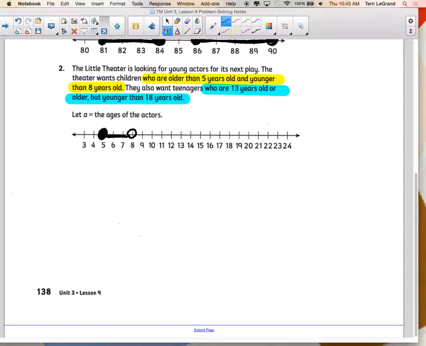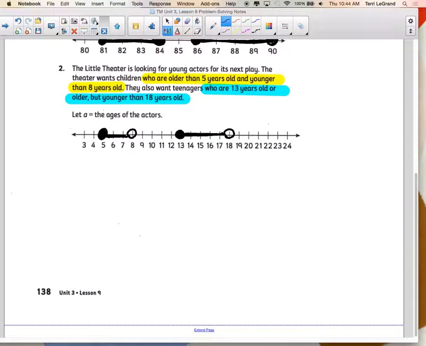Can somebody help me graph the blue highlighted part? Kaden? Shade the circle 13 shaded in. So shade it in, you said? Yeah. Okay. Circle 18, leave it open. Leave it open, okay. And then shade in between. Shade in between, okay.